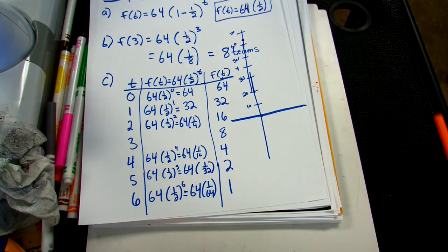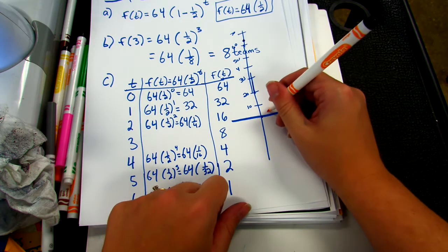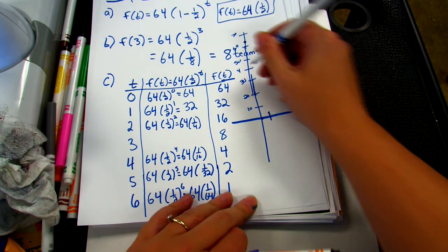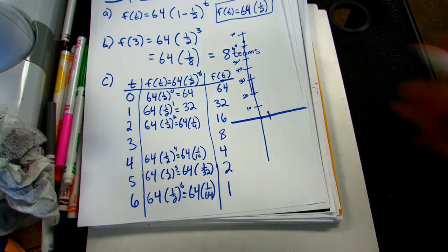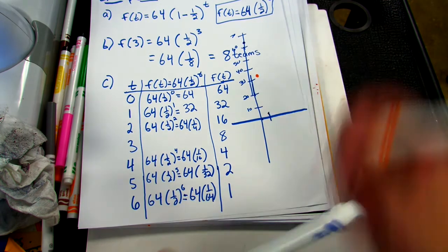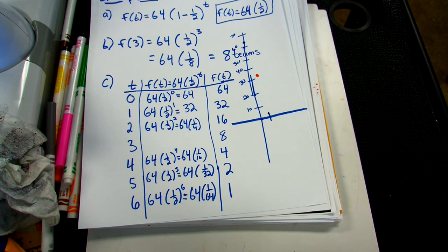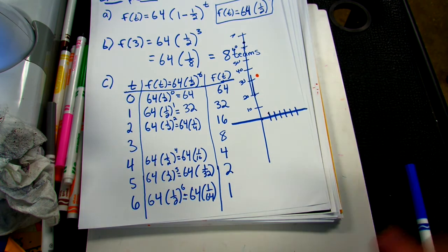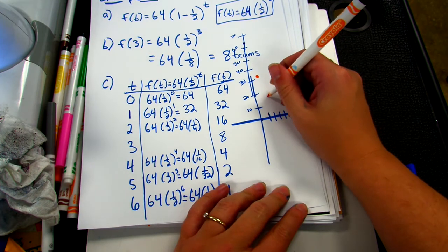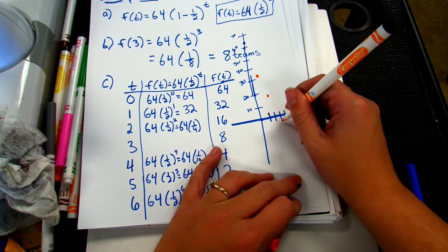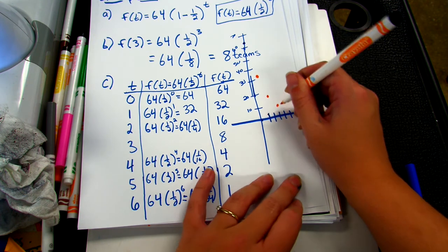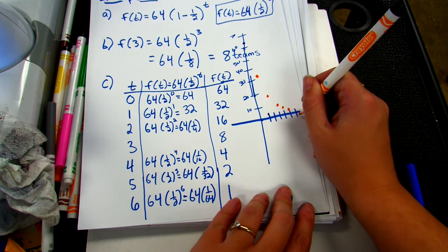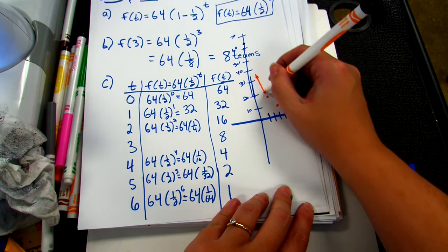At 1, we had 32. And at 2, we had 16. At 3, we had 8. At 4, we had 4. At 5, we had 2. And at 6, we had 1. So this is what our graph looks like.